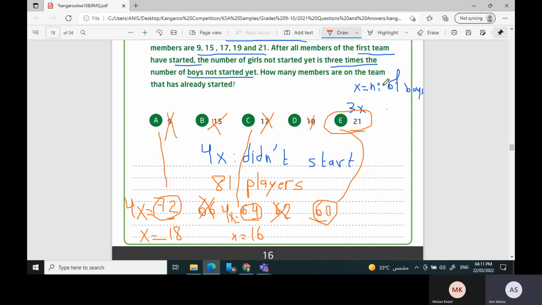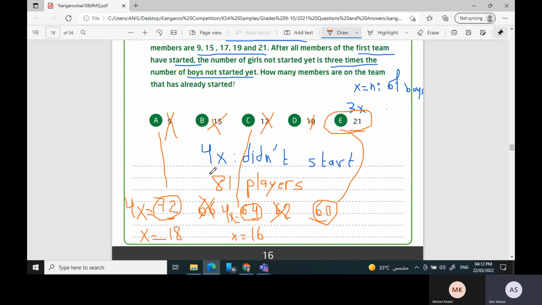And the algorithm I did here is the following. x plus 3x is the total number of players who didn't start yet, which is 4x. And the total number, if I add all the members, is 81 players. So first of all, we need to try all the values to get the right answer. But I have 4x as the number of players who didn't start, so directly I look at 4x.